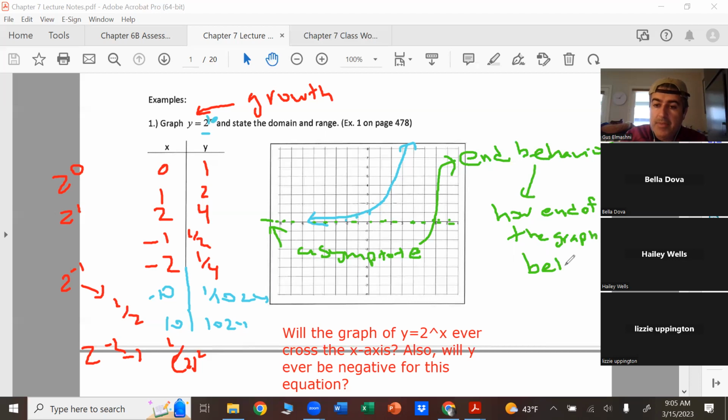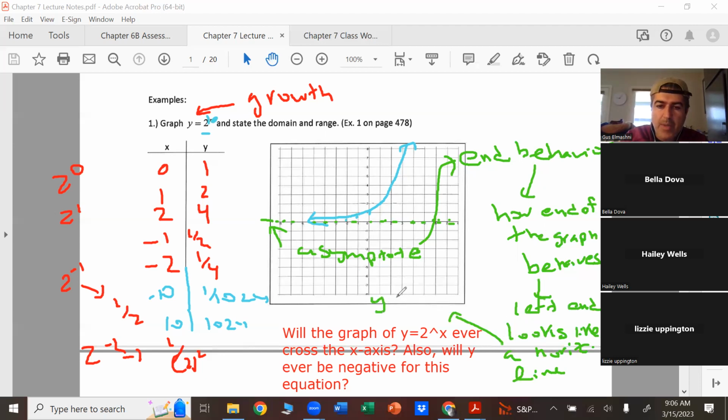How the end of the graph behaves. Well, if you think about it, the left end looks like a horizontal line, right? Totally looks like a horizontal line. The right end obviously is curved and it's shooting up, but the left end totally looks like a horizontal line. More specifically, it looks like y equals 0 or the x-axis. In fact, it's almost like grazing the x-axis, the left end of the graph.